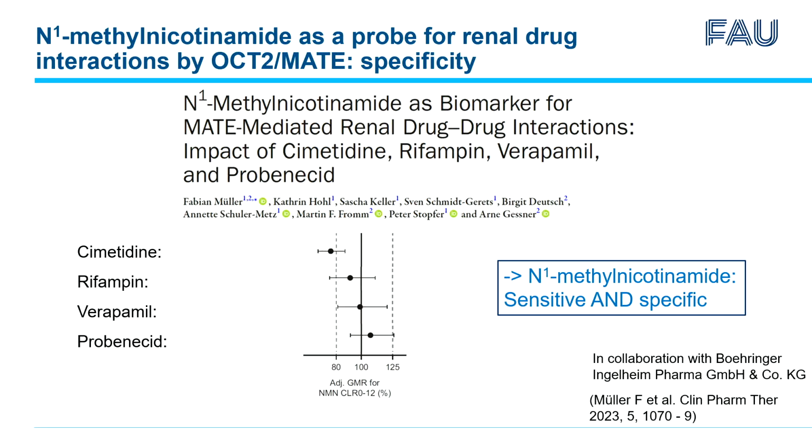And looking here at the results, on the y-axis you see the adjusted geometric mean ratio for the NMN renal clearance. As expected, cimetidine caused in this study, again, a sensitive decrease in renal clearance of NMN. So again, sensitivity was proven. And the nice thing was that the other transporter inhibitors did not cause a significant change in renal clearance. We can conclude, at least based on this still limited number of inhibitors, that NMN renal clearance is at the moment sensitive and specific.